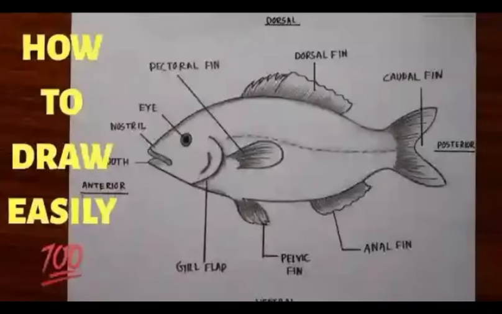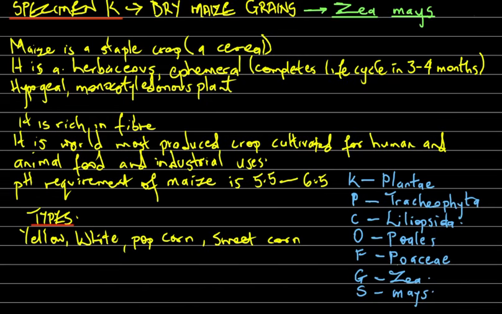And so we move to the next specimen, which is specimen K. Specimen K is dry maize grain. Scientifically, we call it Zea mays. If you look closely down the screen on the right, in blue ink, I put up the classification of this crop. The kingdom is Plantae, the phylum is Tracheophyta, the class is Liliopsida, the order is Poales, the family is Poaceae, the genus is Zea, and the species is mays. Hence the name Zea mays.